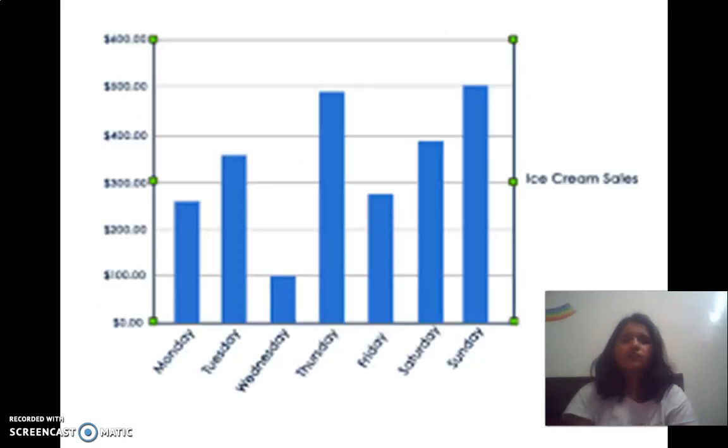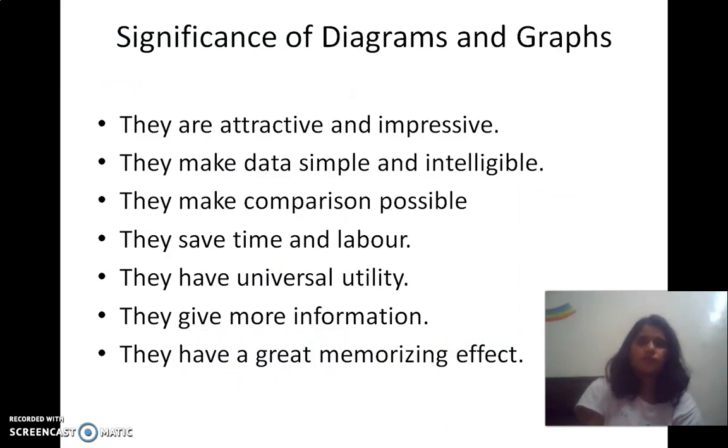As you can see in this diagram, I can easily make the comparison that on Sunday we are having maximum sales, on Wednesday we are having minimum sales. Average sales are on Tuesday and Saturday, and the second highest sales is on Thursday. So with the help of this diagram I can easily interpret the things. They save time and labor, as I told you earlier also.